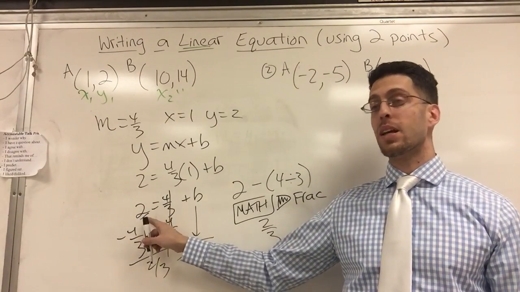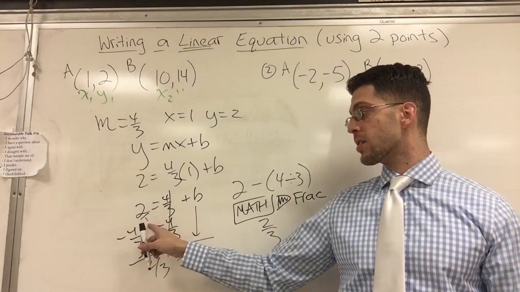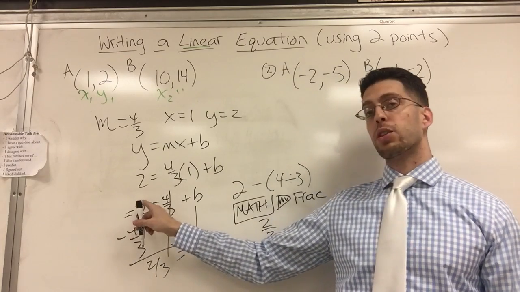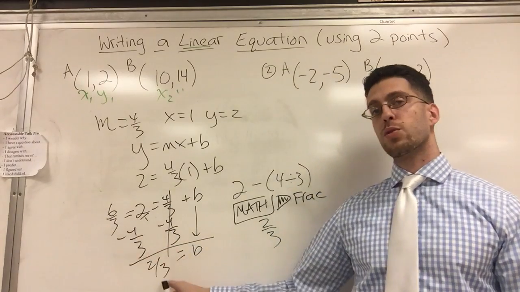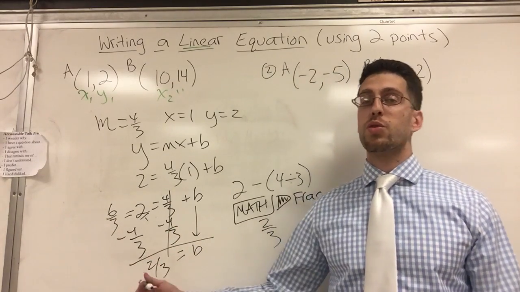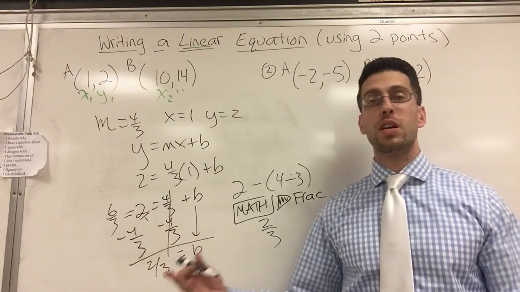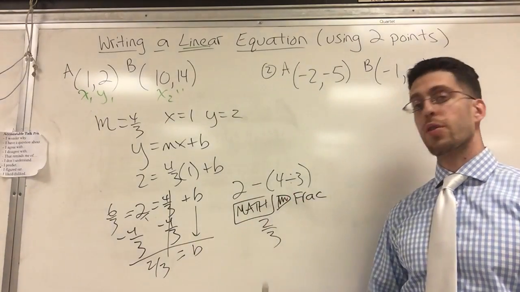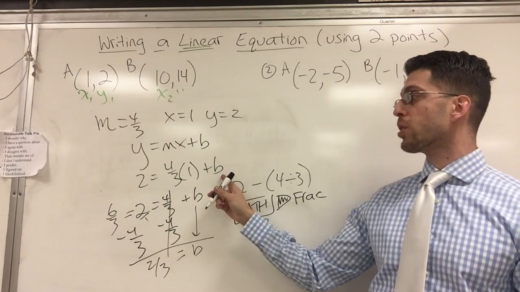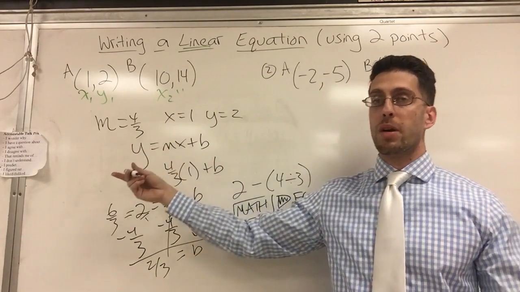If you're good with finding the common denominator, you can put 2 over 1. Find a common denominator. Actually, 2 over 1 is the same as multiplying by 3 on top and bottom. That gives me 6/3. 6/3 minus 4/3 is 2/3. So if you're good at fractions, do it yourself. Otherwise, just go straight to the calculator. It gives you your answer, 2/3. So my b is 2/3. My m is 4/3. Make your equation.